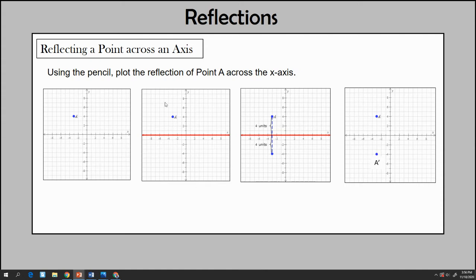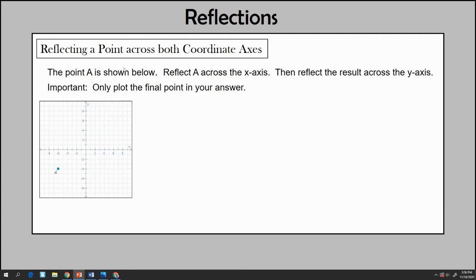So reflections, again, you work to the line of reflection and then work the same distance away from it in the same line. Okay. So the point A is shown below.